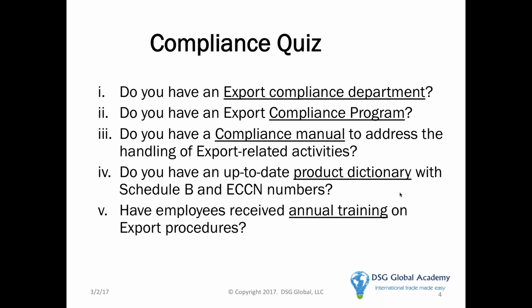Number two, do you have an export compliance program? And in the last slide, we'll talk about what an export compliance program is. It's not a software, but it's a system of checks, balances, and processes in your company to deal with exports. Number three, do you have a written compliance manual to address export issues? Number four, are all your ECCN numbers up to date with the latest ECCNs and Schedule Bs for all your products?